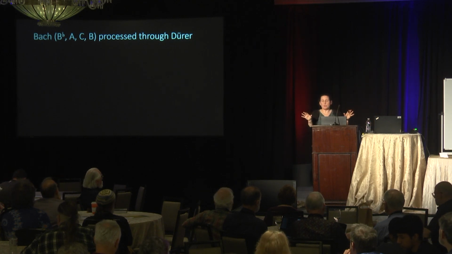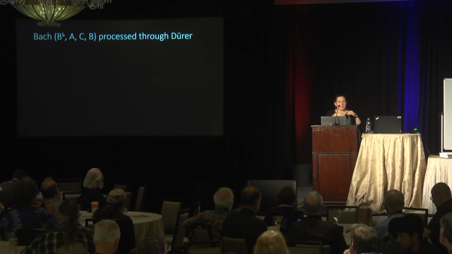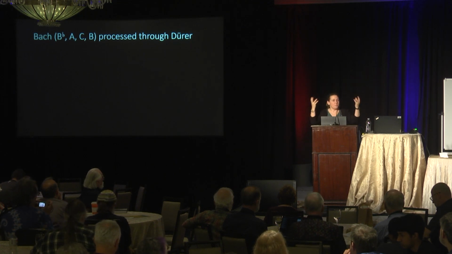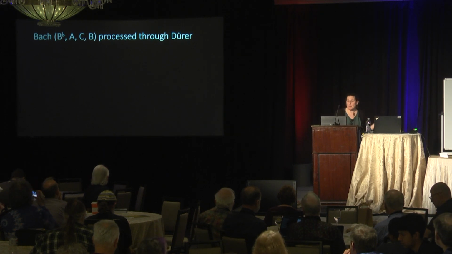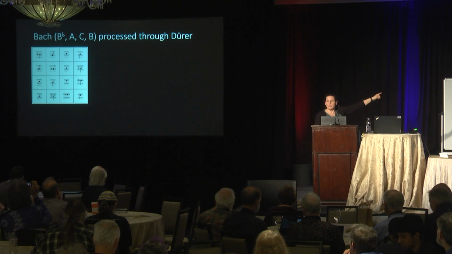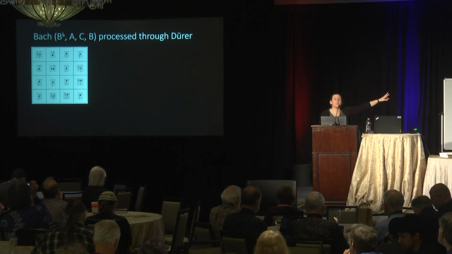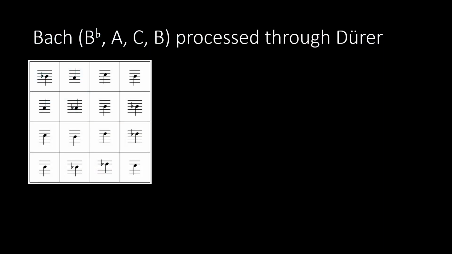If you have more musical skills than me, if you want to use what comes out of this as the grounds for a wonderful musical composition, be my guest. But I was just going to show you the idea. So you take a 4x4 square, and you put your motif, your theme, along the top row. So that's Bach along the top row. Okay, B flat, A, C, B.